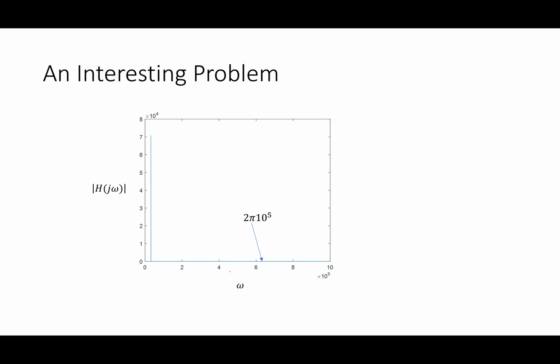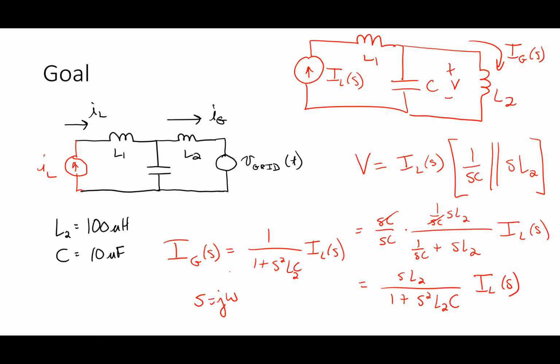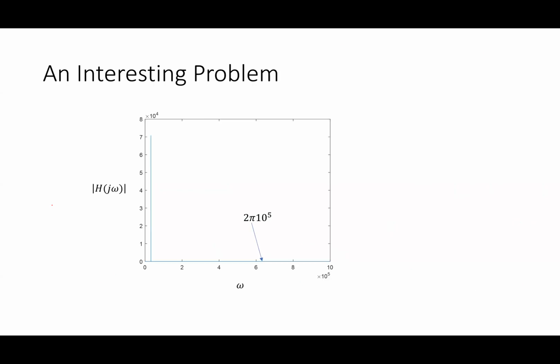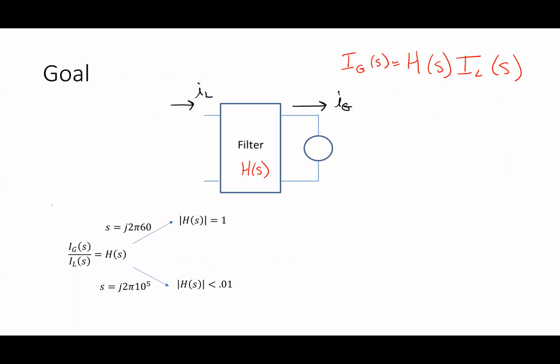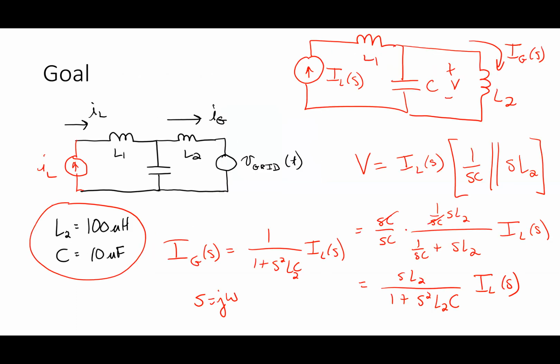So what's going on here? Just so we're clear, I did this for these values. L2 is 100 microhenries and C is 10 microfarads. Those are pretty normal values. So I got this. Here's what the magnitude of H of j omega looks like. What I see here is that apparently the magnitude of H of j omega is really, really big at some frequency. What frequency would that be? Just out of curiosity, looking at this picture, looking at this transfer function, any idea where it would be really big?